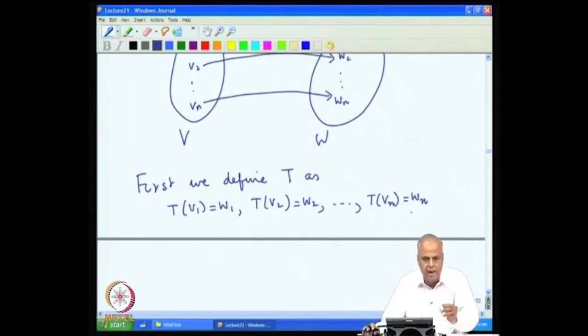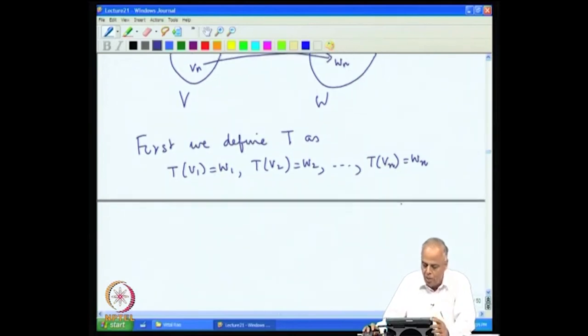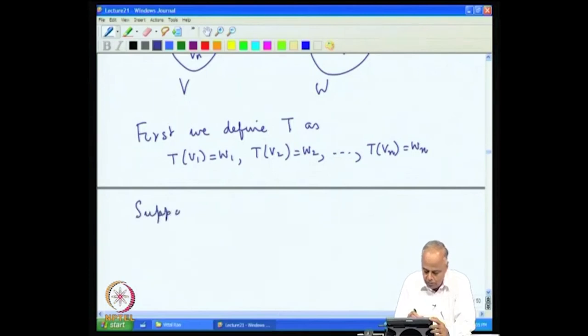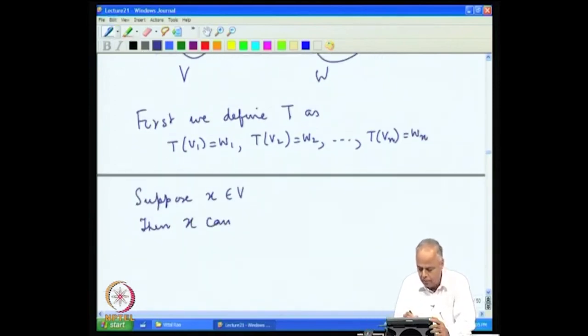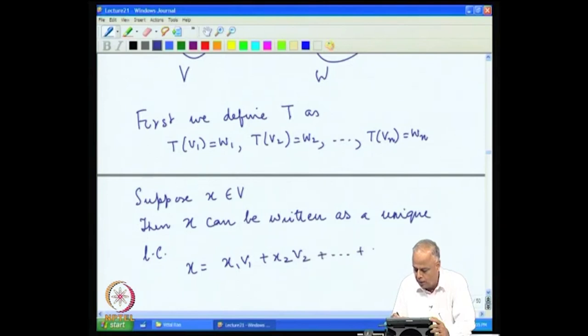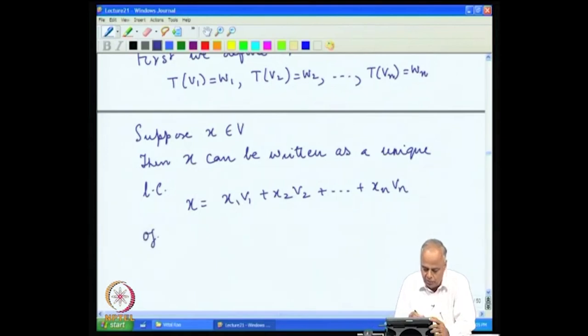Now, once we have said what T does to the basis vectors, we shall now see what it does to the other vectors. Suppose X belongs to V. If X belongs to V, then any vector in V can be written in terms of the basis vectors as a unique linear combination. So, we should be able to write X as a linear combination of V1, V2 and Vn. Let us do that. So, then X can be written as a unique linear combination, X is equal to x1 v1 plus x2 v2 plus xn vn of the basis vectors in BV.